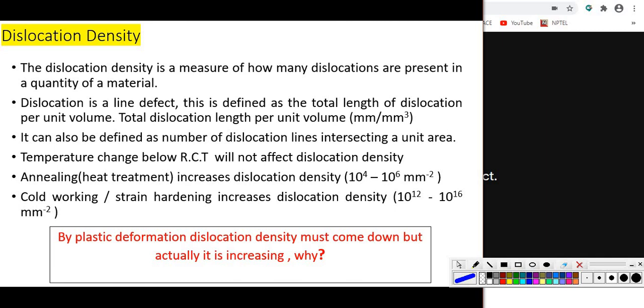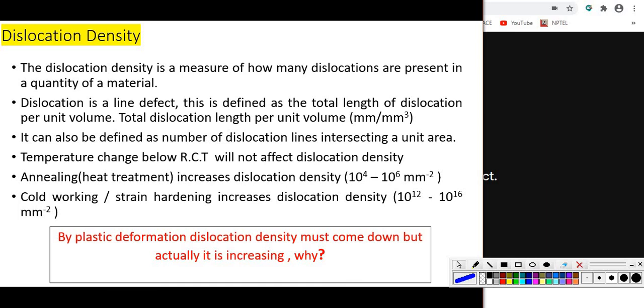The obstacle is the dislocation itself, the obstacle for other dislocations. So increase the number of dislocations, thereby the obstacle dislocation number also will increase. Thereby we can restrict the movement. That is the first case to increase the strength, which we do by strain hardening.